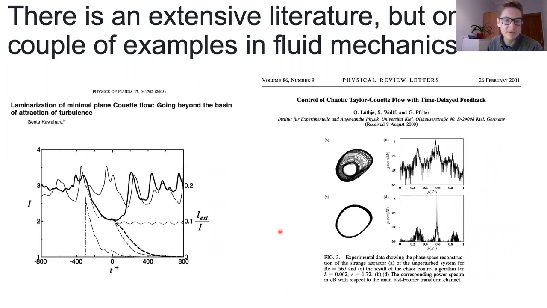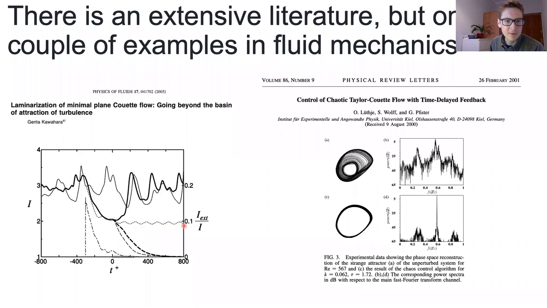There are a couple of examples in my literature search that I've been able to find. One of them goes back to Kawahara in 2005. It's a side note in this paper on transition in plane Couette flow, where he stabilizes this UPO sitting on the edge of turbulence. The result is nice, but it's understated in the paper and not really explained. The implementation isn't explained, and there isn't much detail given. The orbit is shown stabilized for a few periods only.